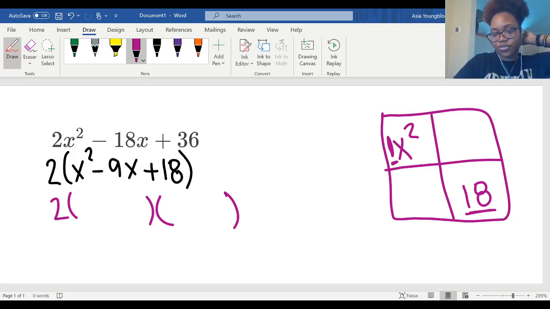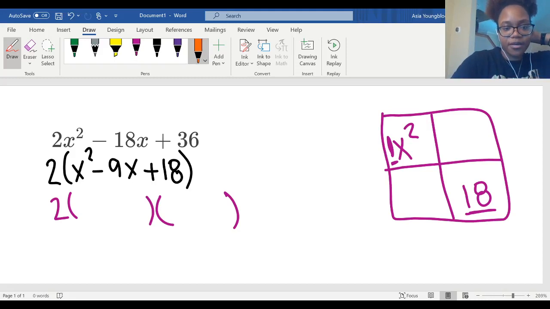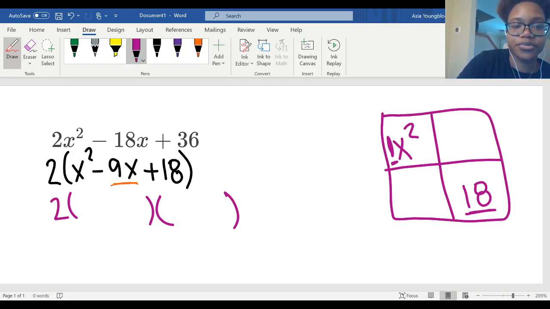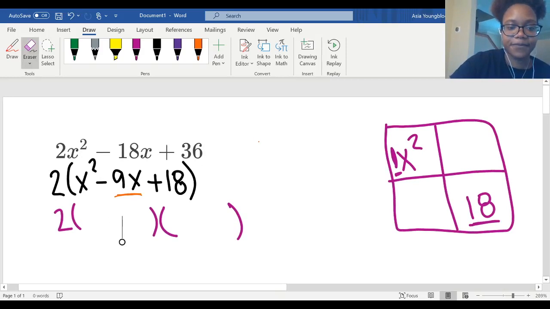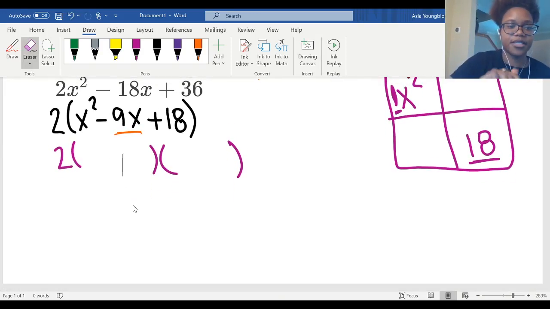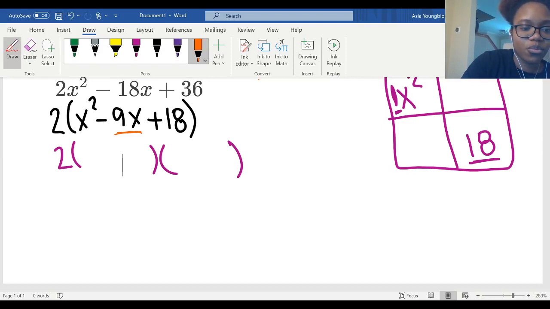So we're going to look for 2 numbers. We're going to break up this negative 9 between these 2 squares. So we're looking for 2 numbers whose product is going to be 1 times 18. So that means we want their product to be 18. We want them to add to equal that negative 9.